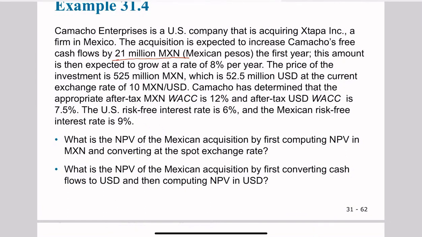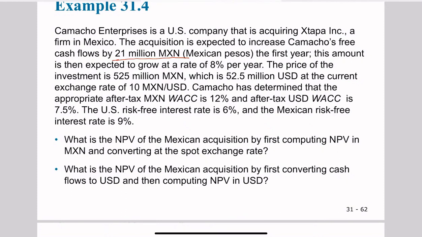The price of the investment is 525 million MXN, which is 52 million USD at the current exchange rate of 10 MXN per USD. Comaco has determined that the appropriate WACC in Mexico is 20%, and its USD WACC is 9.5%. And we assume the US risk-free rate is 6%, and the Mexican risk-free rate is 9%. Now, what is the NPV of the Mexican acquisition?